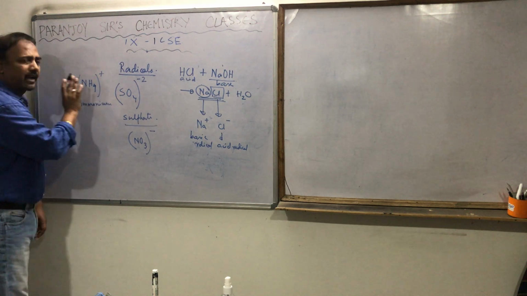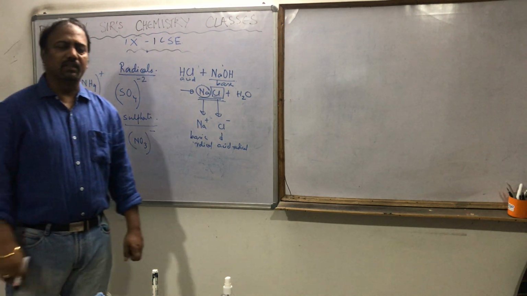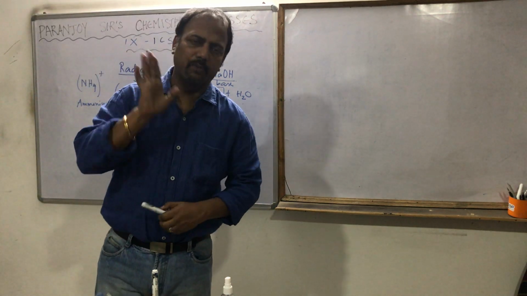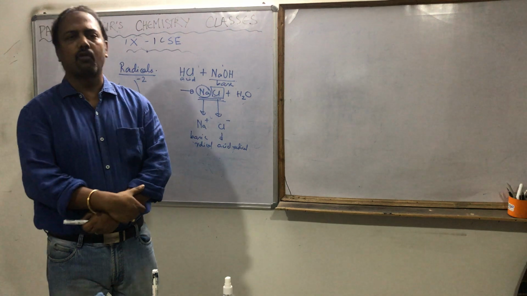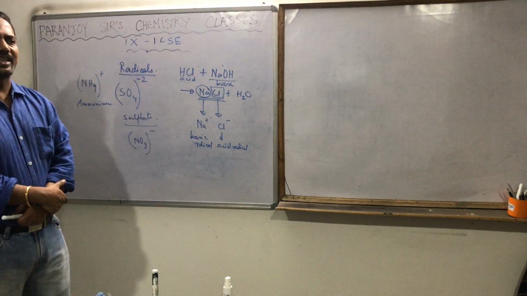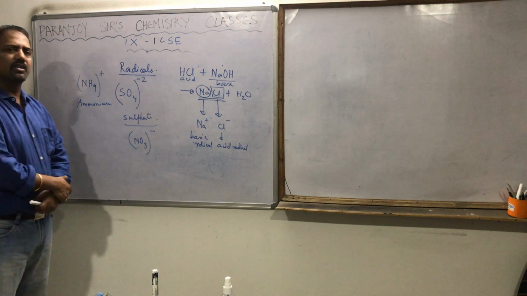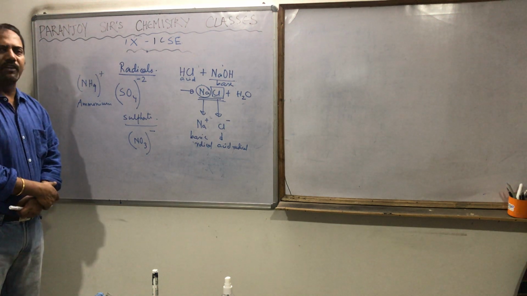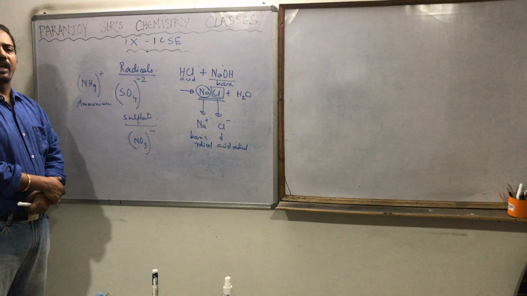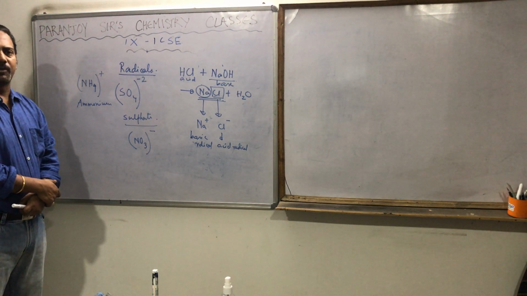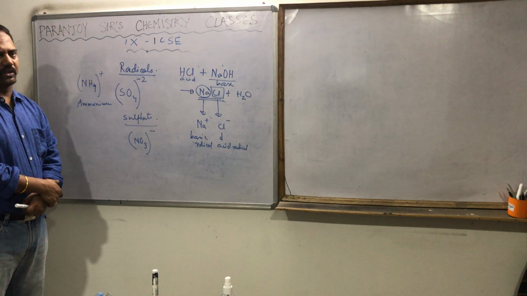Ammonium radical. This is a positive radical. So the radicals can be one single element or more than one element existing as a single entity, either with a positive charge or a negative charge. If it is coming from the acid, it's an acid radical. If it is coming from the base, it's a basic radical.